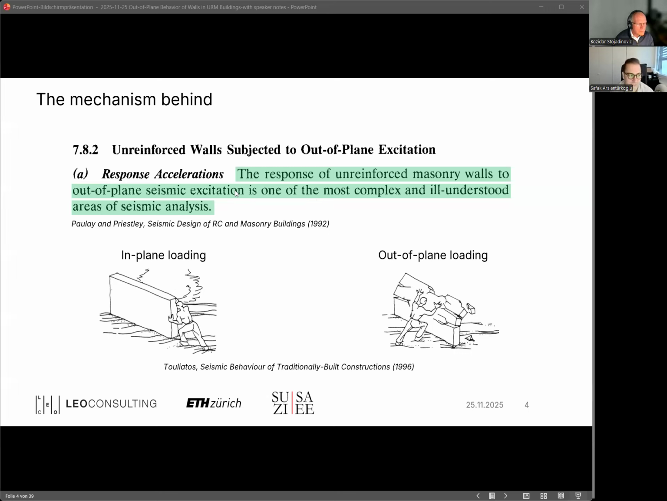of loading. We have the wall on the left that is experiencing an in-plane action. We have forces acting along its length. It can be, of course, shear as in seismic actions. It can also be vertical loads like gravity loads, self-weight, etc. So when we are dealing with in-plane loading of walls or structures in general, that usually involves a check of the material. So we calculate the stresses, we check if the shear strength is enough, also compressive strength, etc.